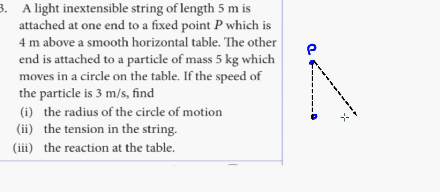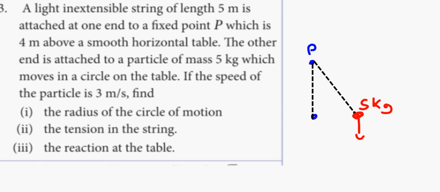And it's attached to the red particle. And what weight is the red particle? 5 kilograms, is that right? Actually the weight would be 5g, but it's the 5 kilogram red particle, okay? It's on a table, is that right?